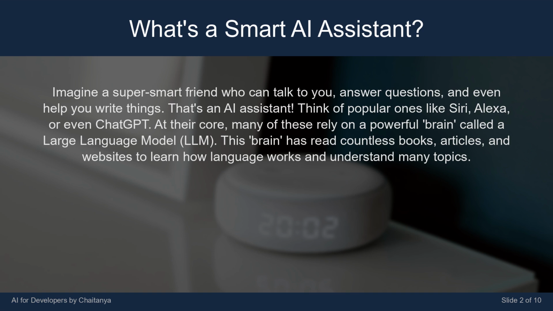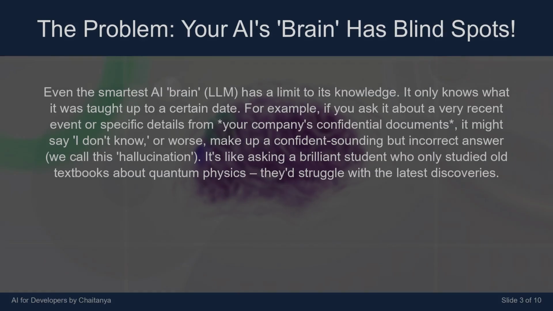At their core, many of these rely on a powerful brain called a large language model, LLM. This brain has read countless books, articles, and websites to learn how language works and understand many topics. Even the smartest AI brain, LLM, has a limit to its knowledge. It only knows what it was taught up to a certain date.